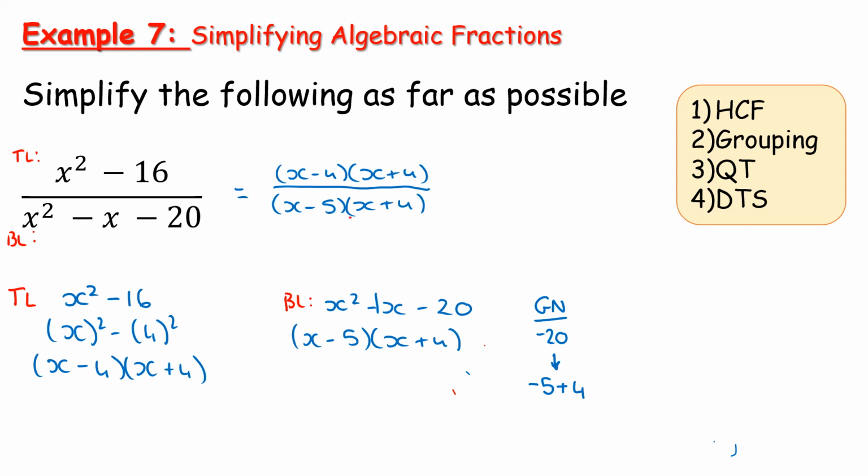We have an x plus 4 common above and below, and that gives us x minus 4 all over x minus 5. And we cannot simplify any further. It is not possible. Okay, go back to a number example. Put a number in there for x, and you'll see that actually you cannot cancel any further.